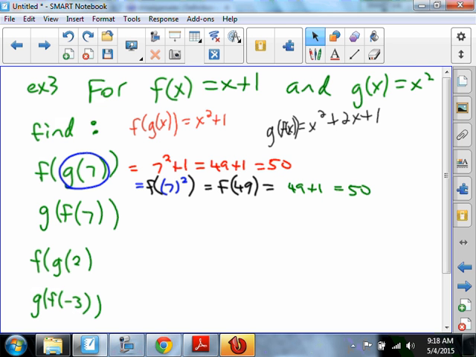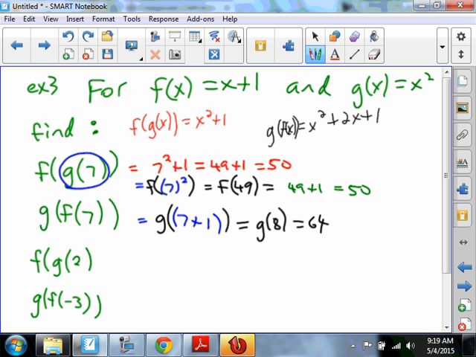What about g of f of 7? What's that going to equal? Let's take f of 7. That's going to be 7 plus 1. And what do we need to do with 7 plus 1? Well, we need to g it. We do need to square it, but we need to g it. So we're going to take g of 8, and what's that going to be then? 64.